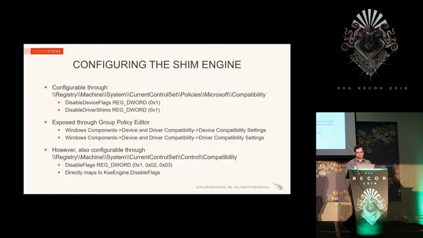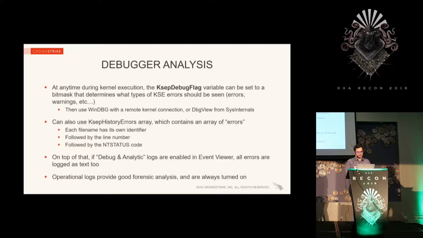Now, from the debugger, there is a variable called ksep debug flag. And if you set ksep debug flag to a mask, you can then see all errors, all warnings, any information from the debugger, the kernel shim engine, because KAC has debug prints everywhere. It even has an array called ksep history errors, which contains an array of all the errors. And you get the file name and the module ID and the status code where an error happened.